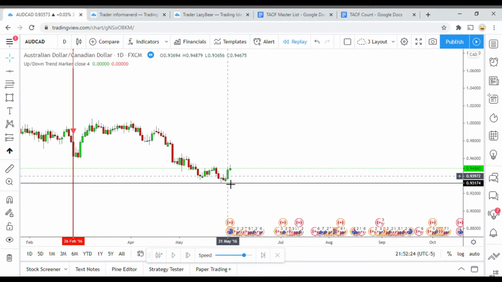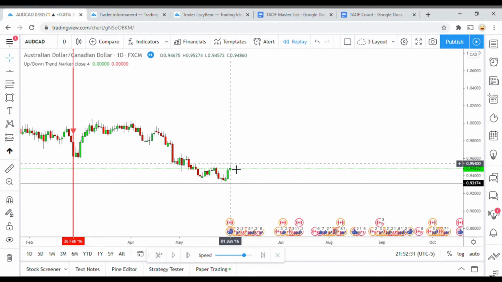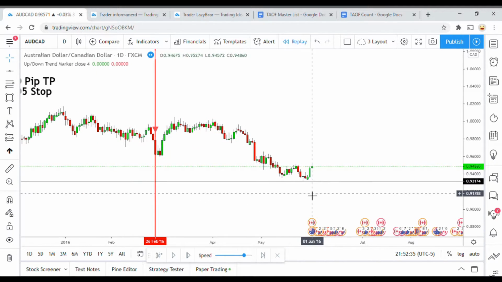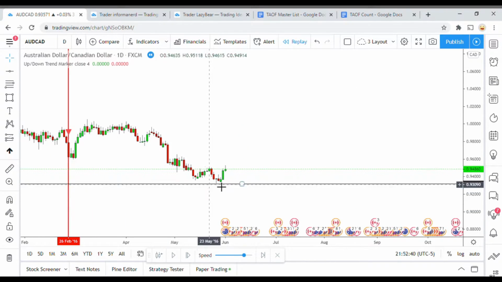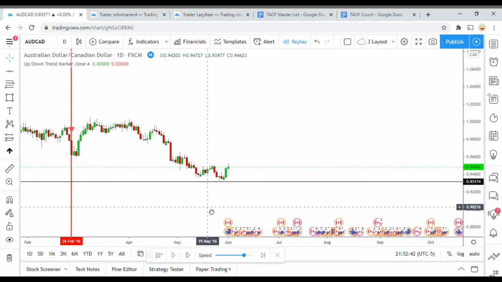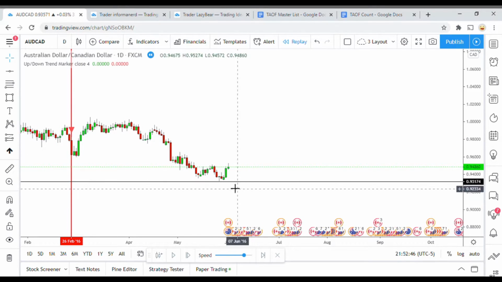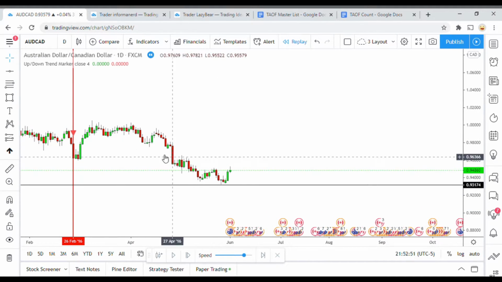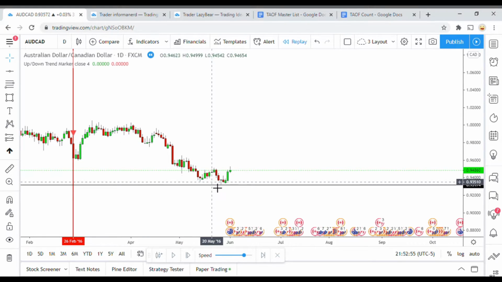Those are all really good signs that we are going to get a push to the upside. We don't know how far, but at least for just a little bit, enough to get a trade out. And if we used our 70 pip take profit and the 105 stop, then we have a target to base our move off of that we could then set. And so at this point, that's only 3 conditions that we have set.